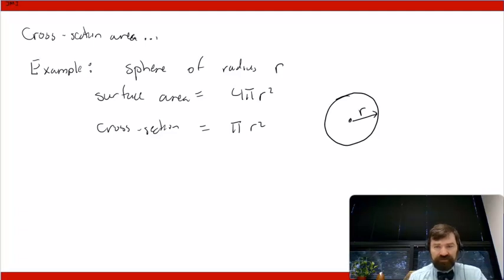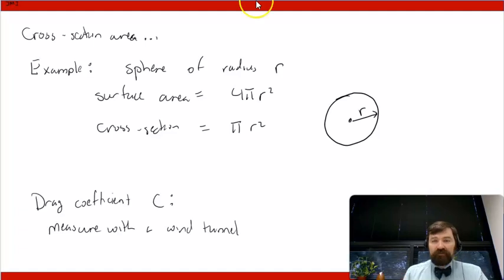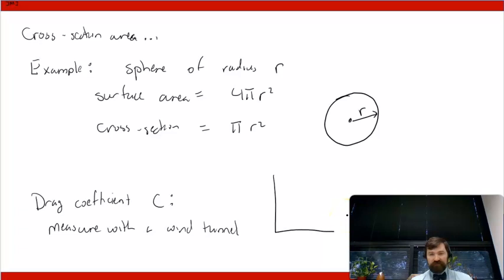The drag coefficient typically is measured. Usually you place the object in a wind tunnel and then you vary the speed that you blow the wind over the object, and you measure how much force the object is experiencing from that wind blowing past it. And you do that at different speeds, and essentially what you can do is then plot the speed of the wind versus the drag force.